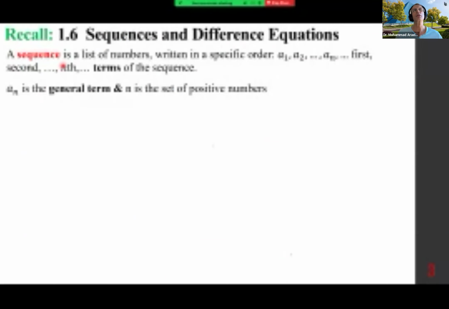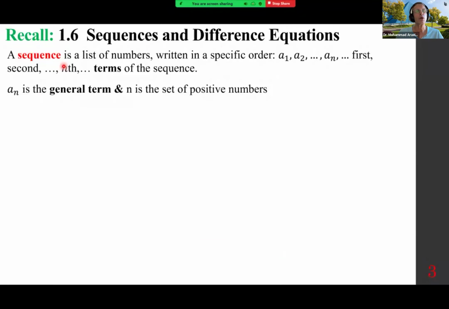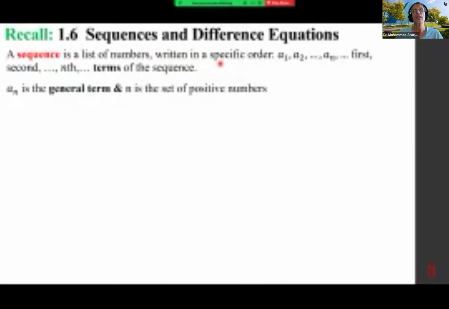So let's recap what we did in section 1.6. Recall, 1.6 was about sequences and difference equations. A sequence is a list of numbers written in a specific order, a sub 1, a sub 2, all the way to a sub n. First, second, nth terms of the sequence. A sub n is the general term and n is the set of positive numbers, 1, 2, 3, 4 to infinity.